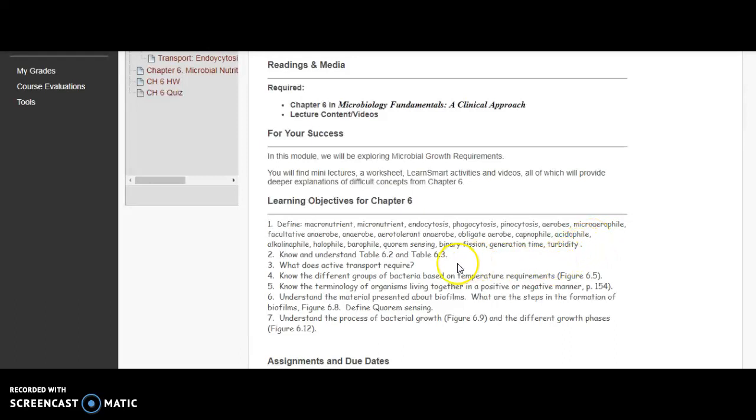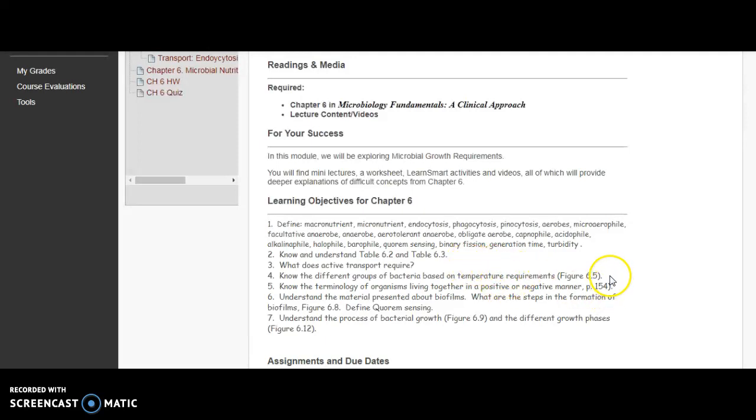And then, very briefly, what does active transport require? You've got a couple of different activities that are going to look at some of the transport mechanisms and those processes, but I'm not going to focus on that for material required for the exam, but rather an overall idea of what active transport is and what it needs.